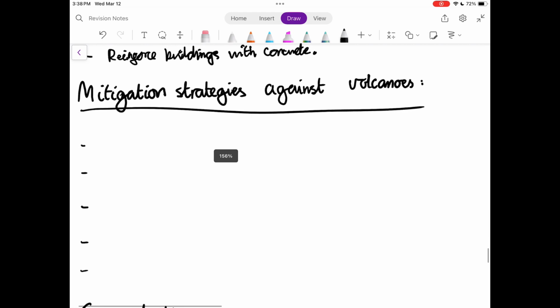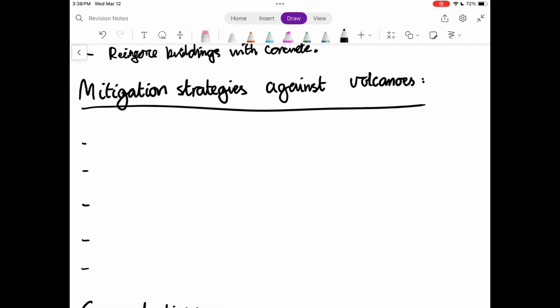Okay, so next we're going to be looking at mitigation strategies for volcanoes. So one is to create diversion channels of lava. And what this allows is for lava to be transported away from the urban areas where there are lots of people, and therefore there will be less casualties.